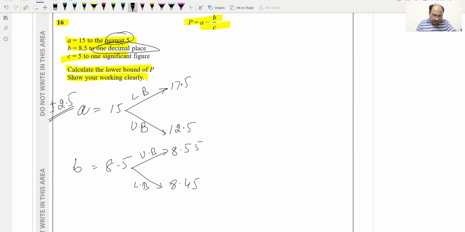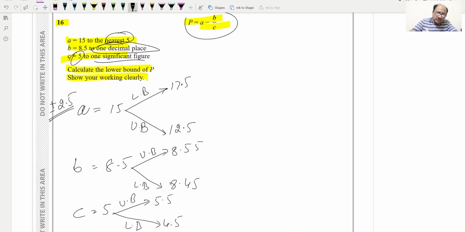Now we can write on the C value also, and C value will be what? C value is 5 up to 1 significant figure. So upper bound and lower bound. Upper bound will be 5.5 and lower bound will be 4.5. This will be lower bound. So we got lower bounds, upper bounds.